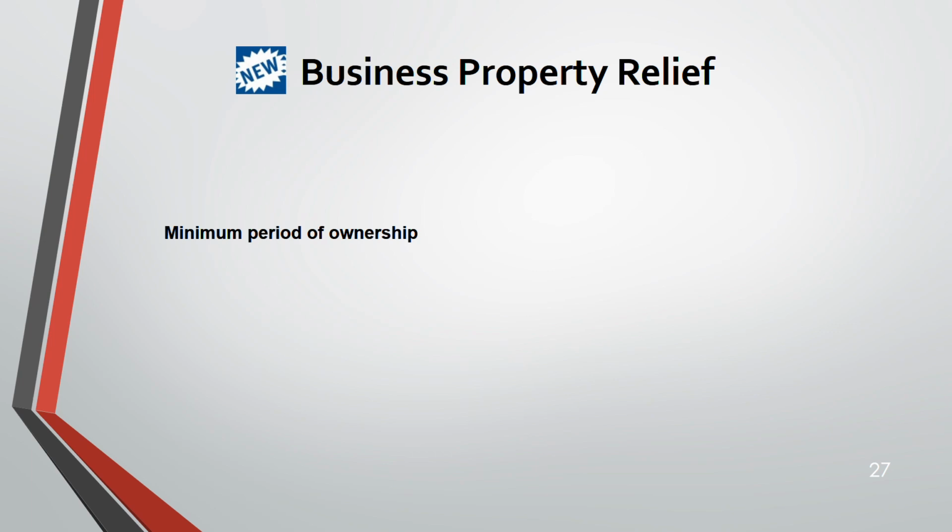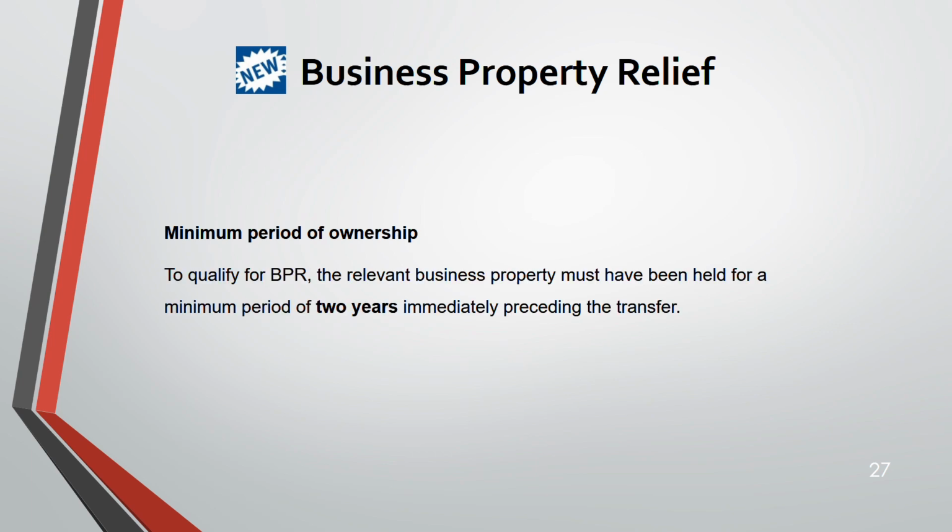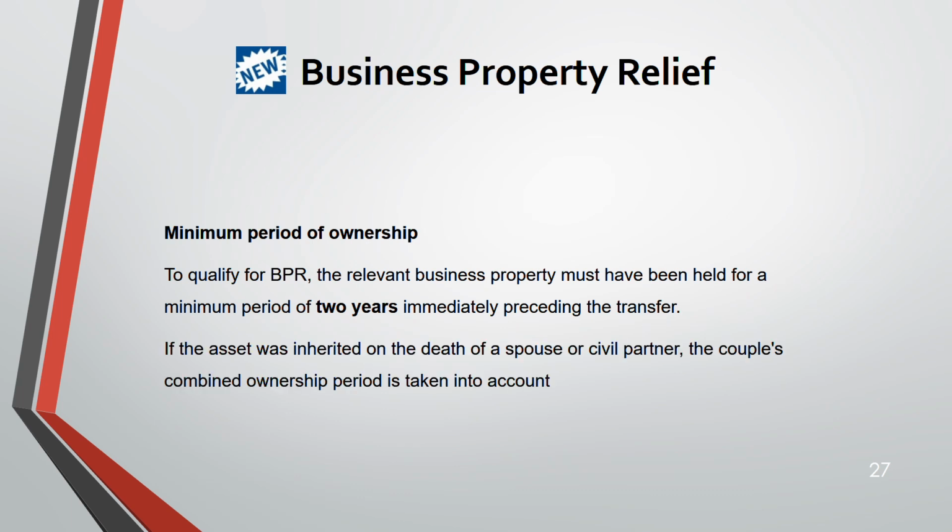Minimum period of ownership. Minimum period of ownership is 2 years. Immediately before you transfer, you should hold the relevant business property for at least 2 years. Then only you will qualify for business property relief. If the asset was inherited on death of a spouse, then you take the couple's combined ownership period, whether it's 2 years or not. Now let us do a question.